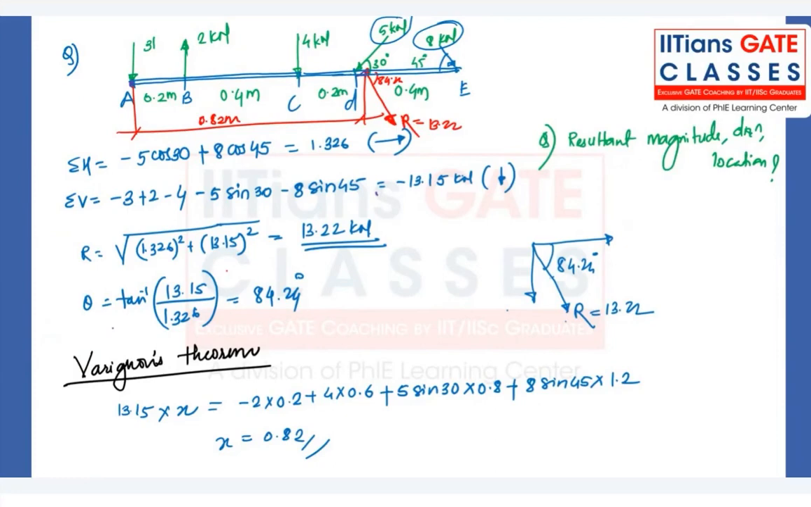Yeah. So one new thing which we have studied is Varignon's theorem. You should know. If you have not written the definition, I'll repeat again. Write down the theorem statement. The moment of the resultant about a point is equal to the sum of moments of all the forces about the same point. Okay, this is Varignon's theorem, very important.